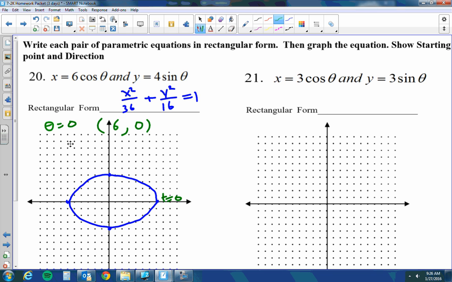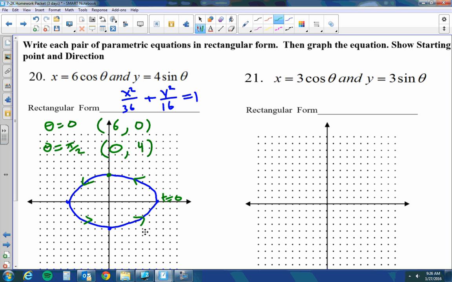And then for direction, once again, we mean as you travel, well, as t increases, which way do you travel? So pick a number bigger than 0. For trig functions, I'll do pi over 2. But it's your choice. And then cosine of pi over 2 gives you 0 there. Sine is 1, times 4 is 4 for that coordinate. So you're up here next. And really, you don't have to label that point, you just need to indicate the direction. You're going counterclockwise.